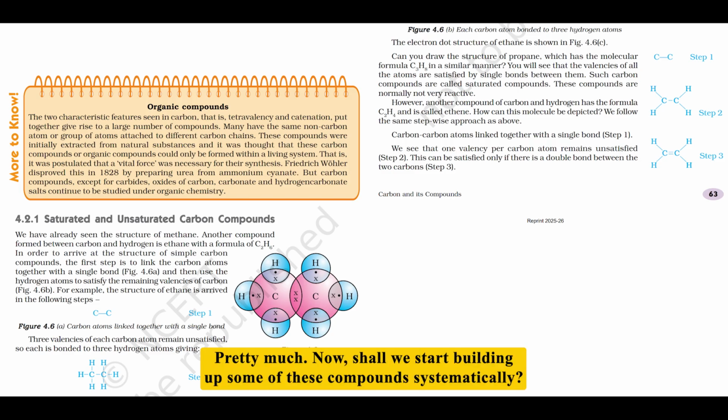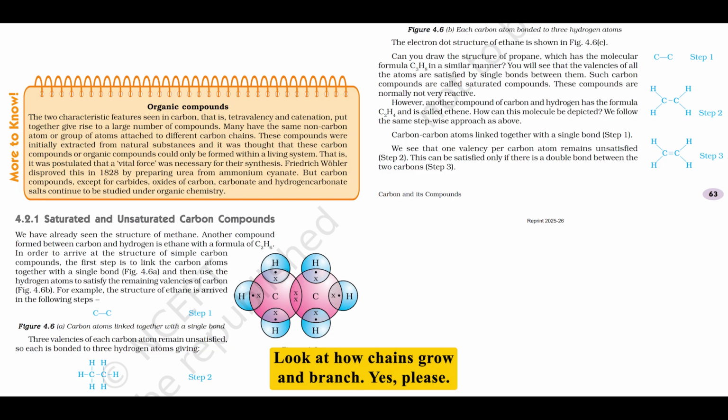Pretty much. Now, shall we start building up some of these compounds systematically? Look at how chains grow and branch. Yes, please. Let's start simple and build up. We had methane, CH4. What's next? Okay, let's go step by step. After methane, 1 carbon, comes ethane, C2H6.